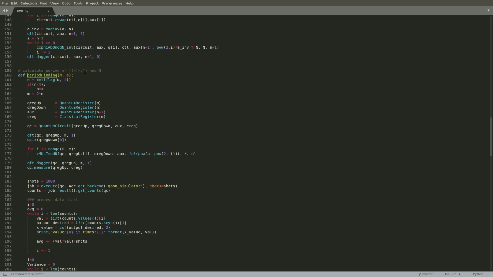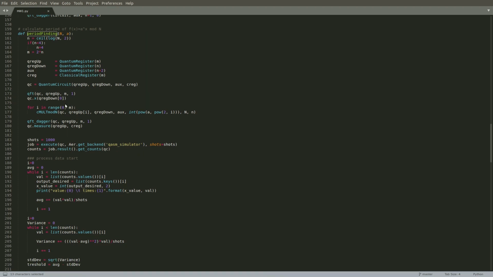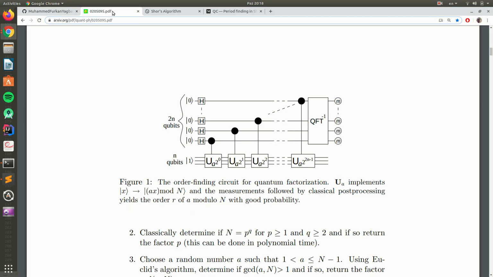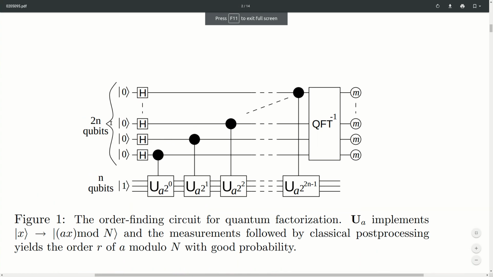Period finding function finds the period of the function a to power x mod n, and for that it builds a quantum circuit, which looks like this one. The circuit takes two input registers, the down register and the binary representation of n, and it's initialized with 1. And the upper register, we generally use 2n qubits. I use 2n qubits as well.